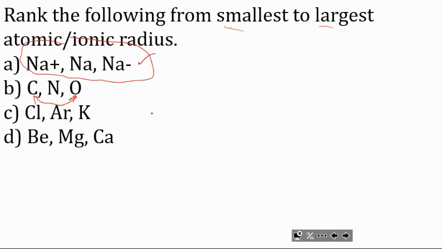Chlorine, argon, potassium. Chlorine is going to be smaller, and then argon, and then potassium. So it's already in the right order. Wouldn't argon be smaller than chlorine? Because it has no proton. Oh, wait. Yeah, you're right. Argon is going to be the smallest, then chlorine, and then potassium. I was wrong. Imagine that. Get used to it. We get to part two. All right, so this one's in the right order.